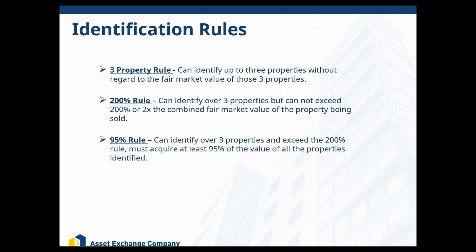Now, if you want to exceed the 3-property rule, you can do that as well with 1031 exchange, but it's going to put you into this next rule. Okay, it's referred to as the 200% rule. And the 200% rule states this: you can identify over 3 properties, but you cannot exceed 200% or 2 times the combined fair market value of the property being sold. What exactly does that mean, right? Well, if you identify more than 3 properties, okay, the combined purchase prices of all those properties that you identified cannot exceed 200% or 2 times whatever the sales price was on the property that was sold, the relinquished property, okay?